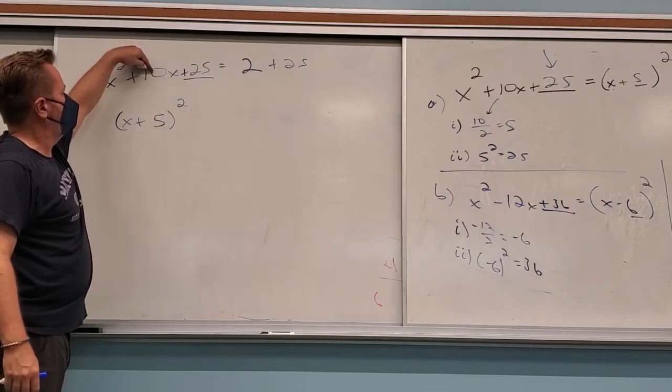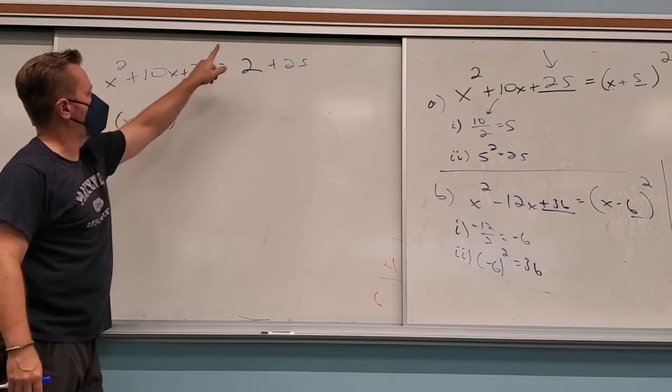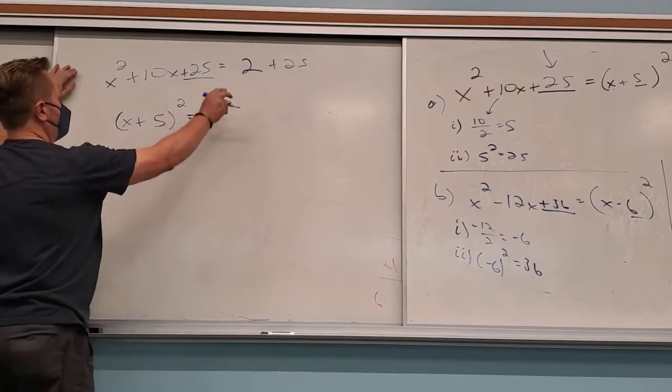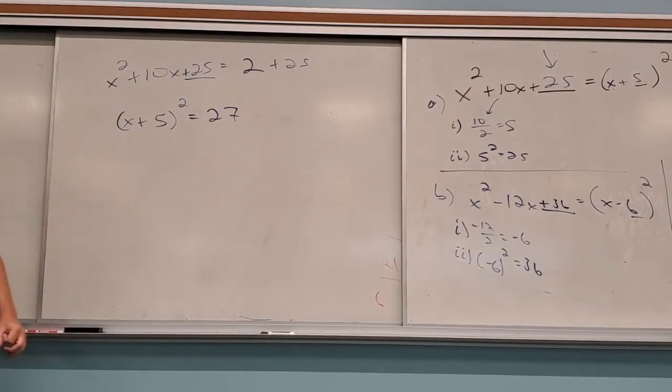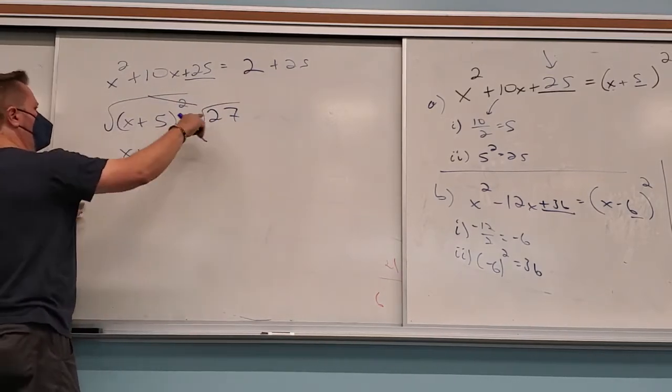Again, all I was missing was the number. Half of this is 5. That's what this is going to be. Squared is 25. That's what I add. So now I know this is this. And what do I get on that side? And now how do I finish this up? Take the square root. Plus or minus.